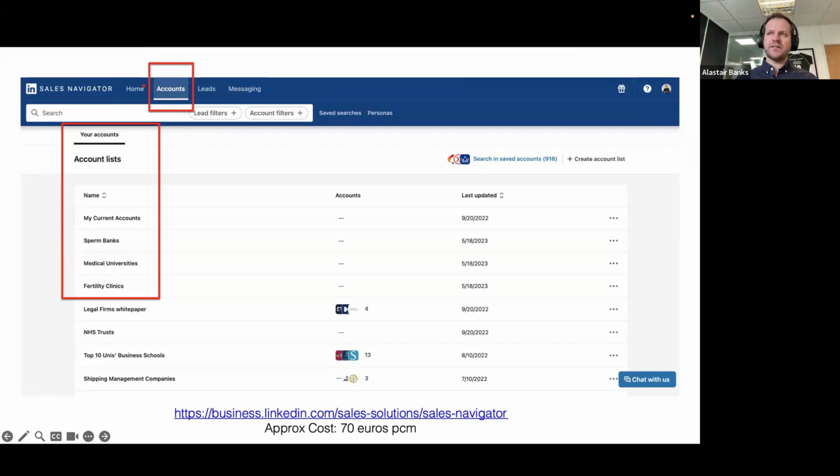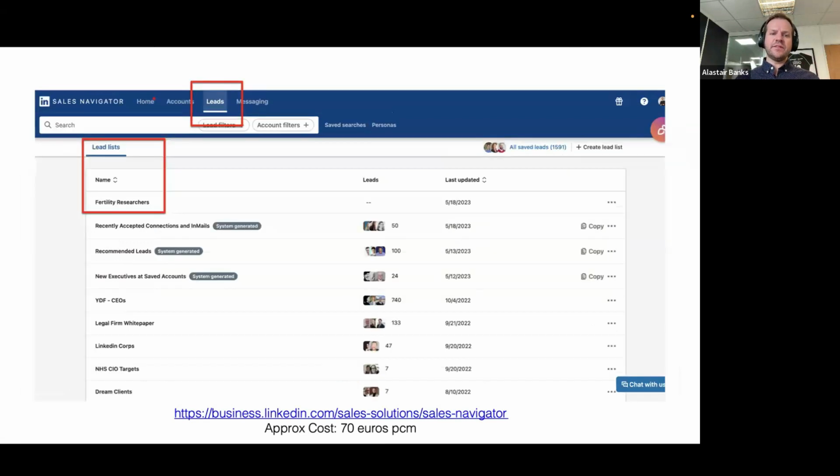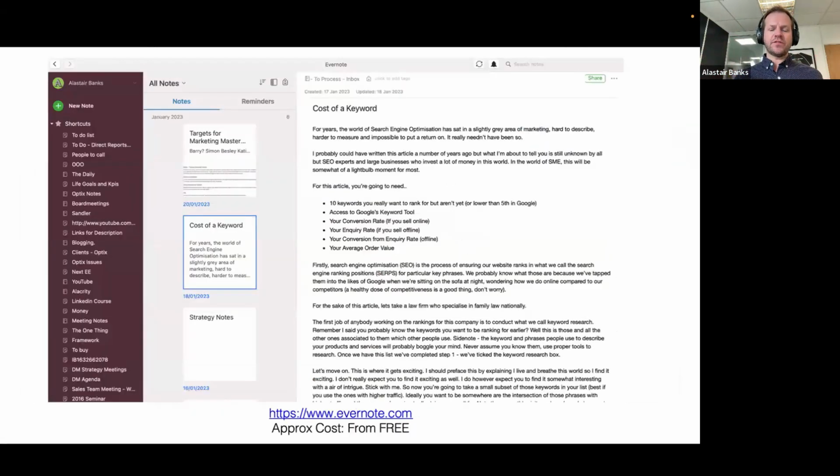These are the kind of lists that I should probably start to build out. And then in terms of leads, it might be that there's a fertility category, people who fall into the fertility researchers category, who are the kind of people that I might want to reach out to. So that's point one: have some bucket, somewhere to store things.